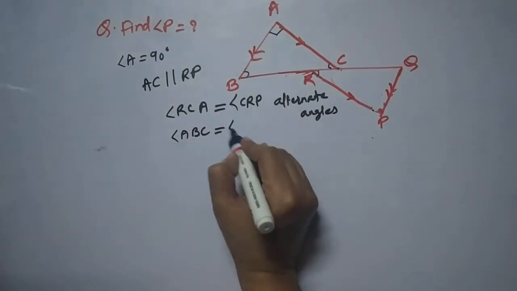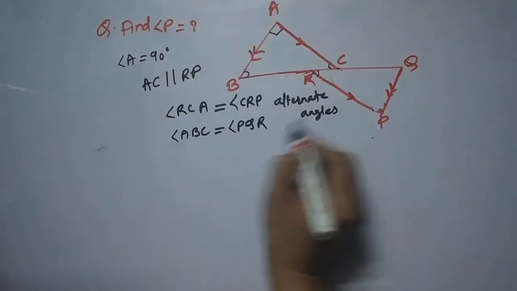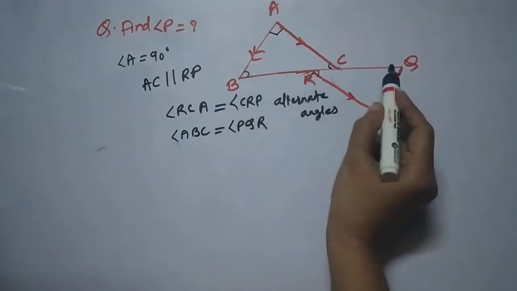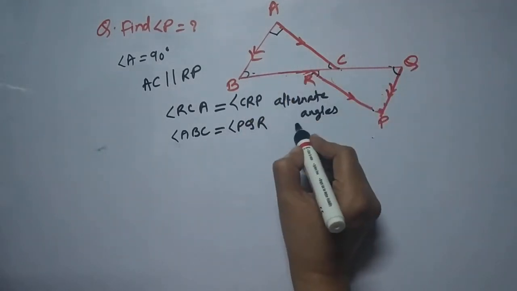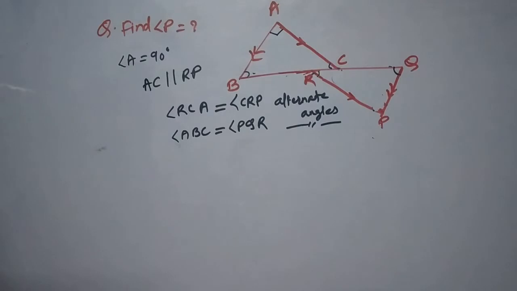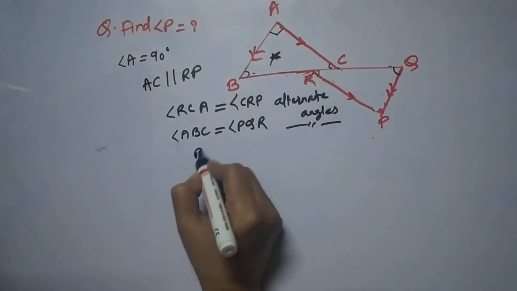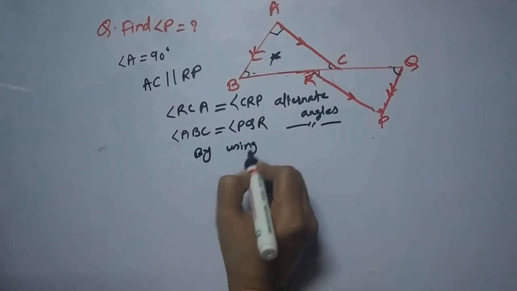PQR, this angle. These two angles are also again the same reason, alternate angles. So friends, now in this triangle, by using angle sum property, we can write.